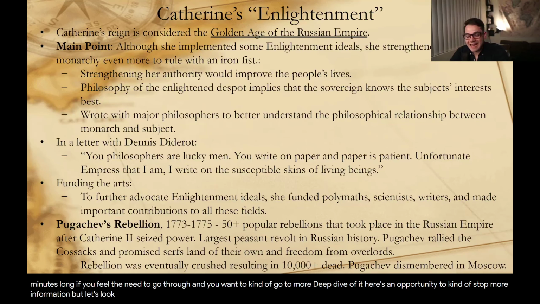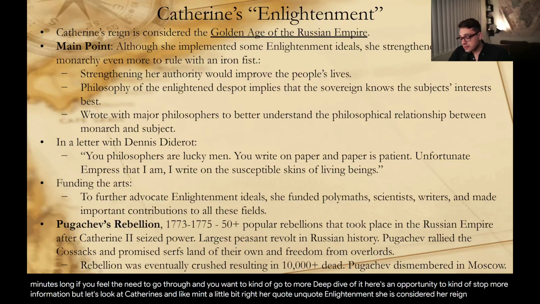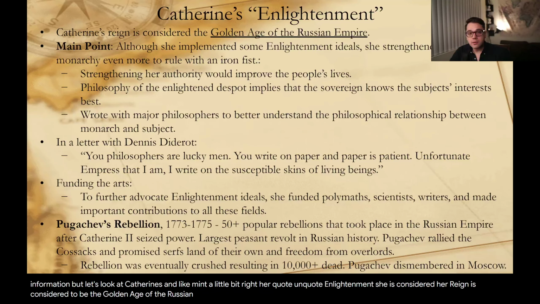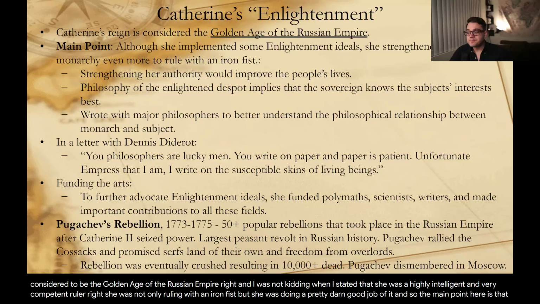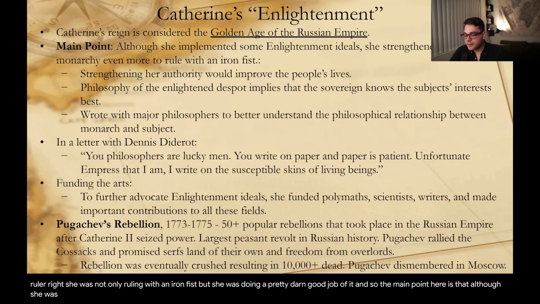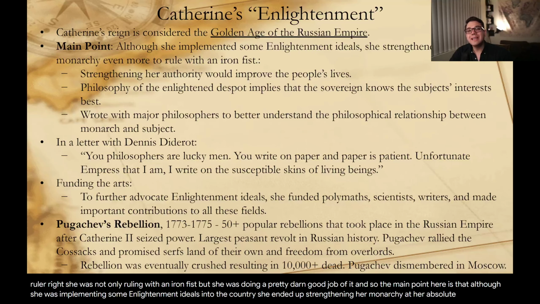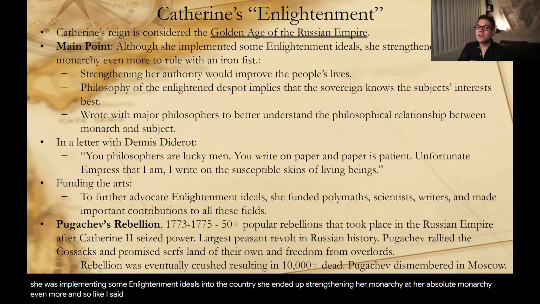But let's look at Catherine's Enlightenment a little bit, right? Her quote-unquote Enlightenment. Her reign is considered to be the golden age of the Russian Empire, right? And I was not kidding when I stated that she was a highly intelligent and very competent ruler, right? She was not only ruling with an iron fist, but she was doing a pretty darn good job of it. And so the main point here is that although she was implementing some Enlightenment ideals into the country, she ended up strengthening her monarchy and her absolute monarchy even more. And so, like I said, it's a very gray area.